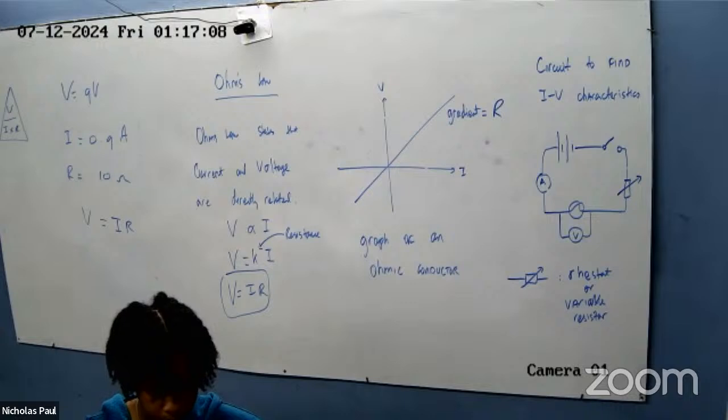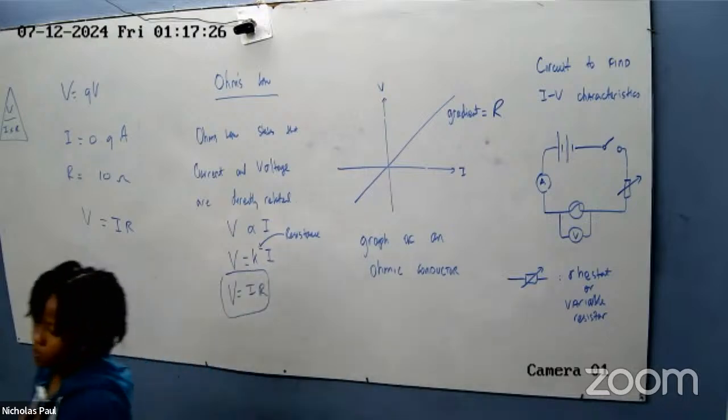This is basically how it is. The supply, variable resistor and ammeter are connected in series, and the voltmeter is connected in parallel. When it's in, you can adjust the variable resistor and get different readings. Right, come on in.